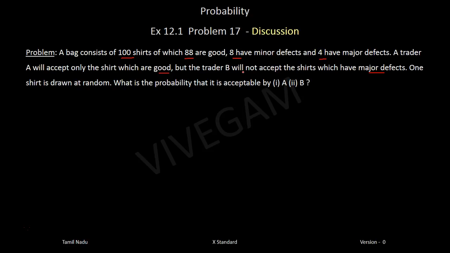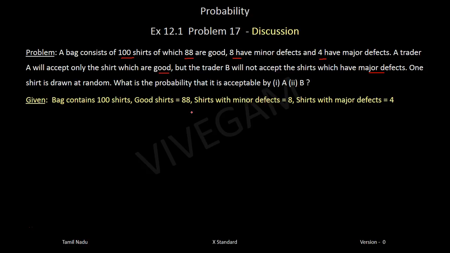But another way of doing this is that B does not accept the shirts which have major defects. So the probability of getting a major defect is 4 divided by total number of shirts, that is 100. And the probability of getting a shirt which is not having major defect is 1 minus the probability of having a major defect. So that is another way of calculating the probability of a shirt acceptable to B. Okay, so keep this in the back of the mind. Let's work this problem out.